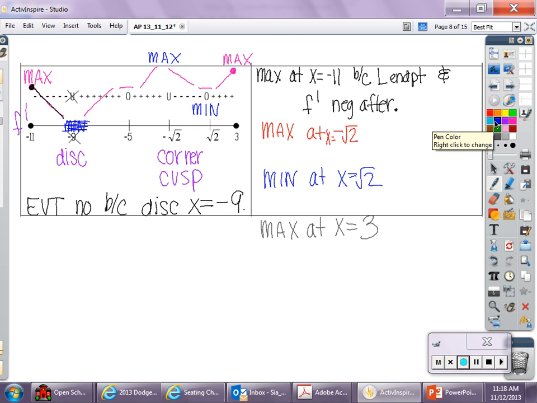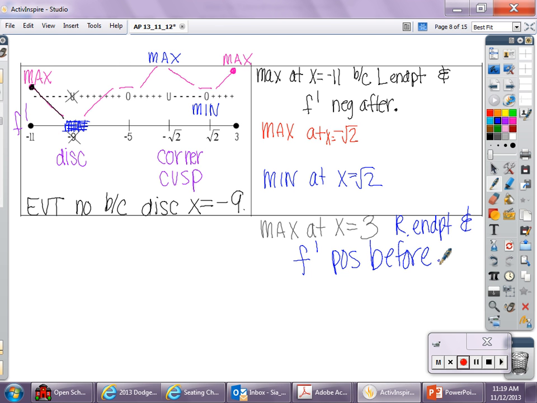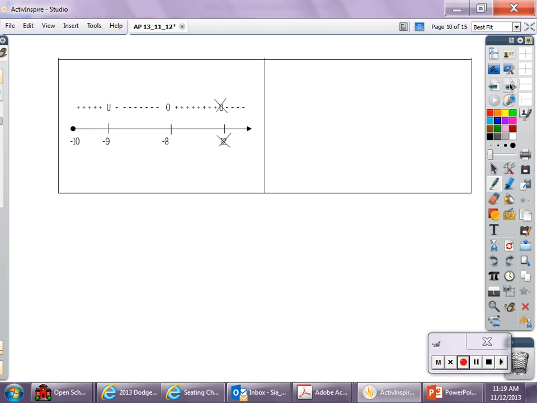So your endpoint, which endpoint is it? The right endpoint. And what do we know about f prime that told us to graph it that way? F prime is positive before. Let's see, I guess I should write out the word before. There you go. Those are the reasons I want to see. If you write more than that, you're just wasting time. We don't want to waste time. All right? The other two, I'll leave for you guys if you want to practice a few more.